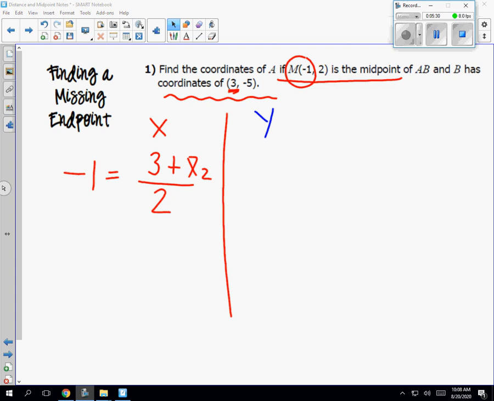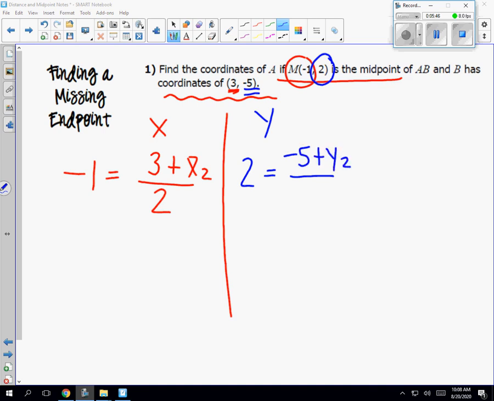And then for my y's, we're just setting up here. I take my y value of my midpoint, which is 2, and then I take all my other y's that I have. I only have one other one, which is -5, and we have to add my missing y and then divide it by 2.